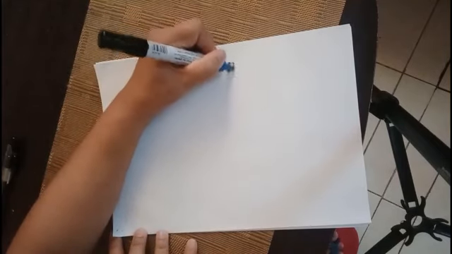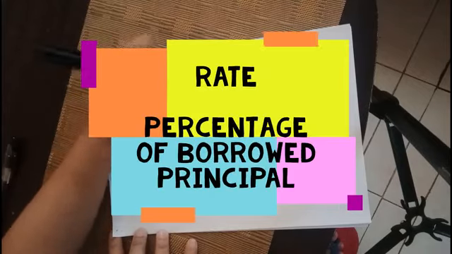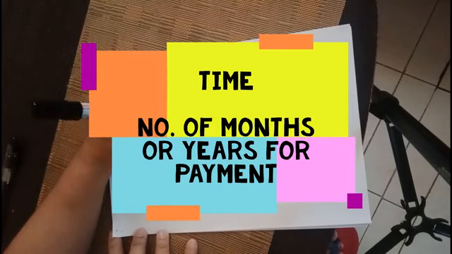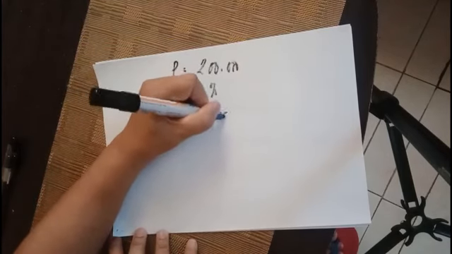For example, you want to borrow 200,000. So this 200,000 is called principal. So P means principal, or the invested money or invested capital. So for example, you want to borrow 200,000, with a rate of 5% per month, and then you say that you're going to pay it after 2 years. So what will you do with this one?